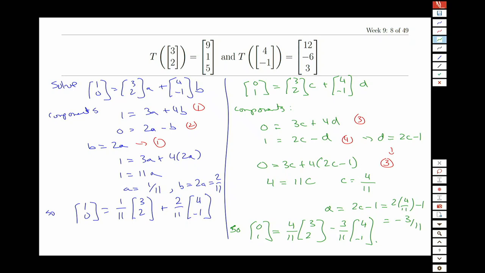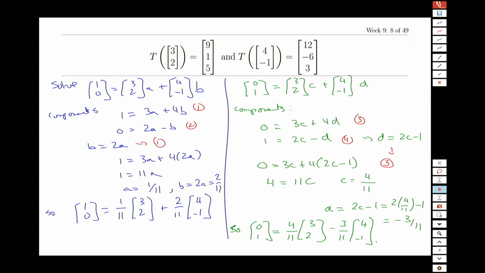Check that. We get 12/11 minus 12/11 is 0. We get 4 plus 8 plus is 1. Perfect. All right. Any questions about the process there?